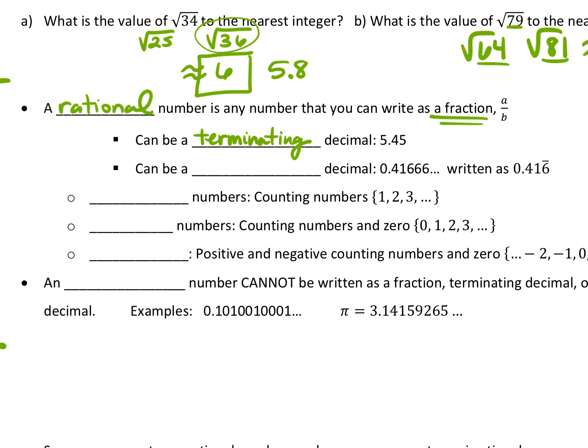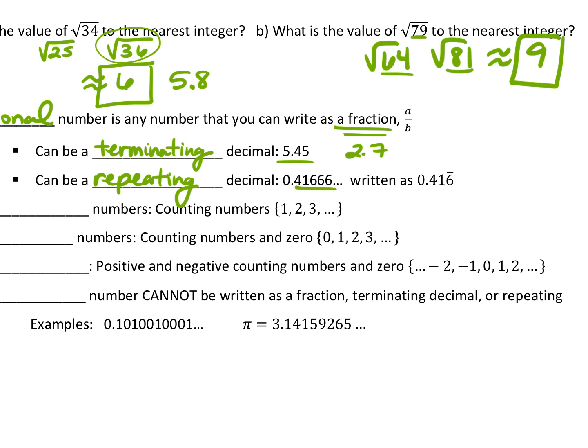In other words, not pi, okay? So a decimal with an end, like 5.45 or like 2.7. Those are terminating decimals. Those are rational numbers. It can also be a repeating decimal. Repeating decimals, for instance, are written with a bar over the top, like 0.416 repeating. So that 6 keeps going. Or maybe the number 1.3 repeating. How could we say that? 1 and... 3. What's 0.3 repeating as a fraction? 1/3. So 1 and 1/3, okay?